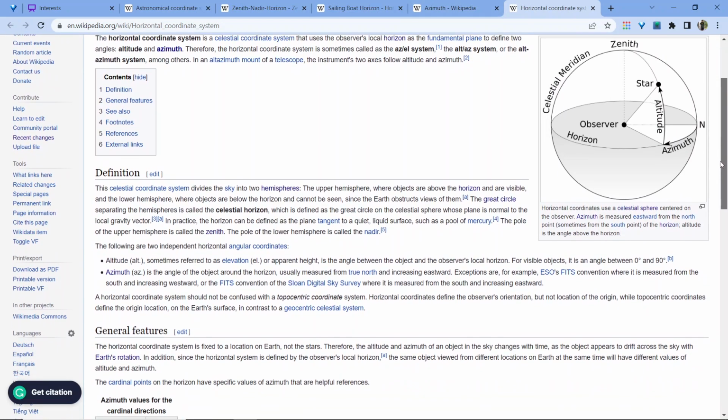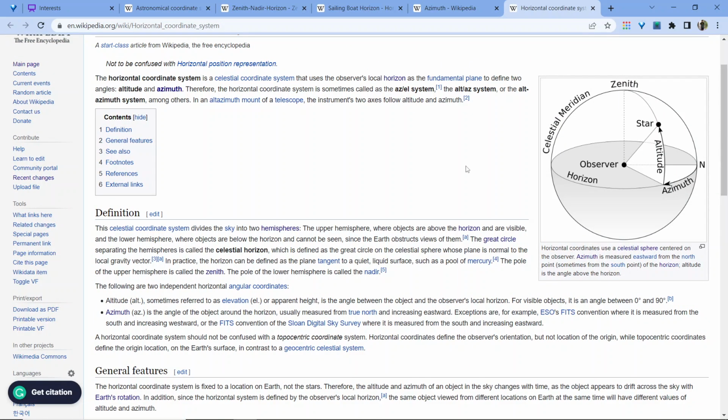So the horizontal coordinate system is a celestial coordinate system that uses the observer's local horizon as the fundamental plane to define two angles, altitude and azimuth. Therefore, the horizontal coordinate system is sometimes called the az-el system, the alt-az system, or the altazimuth system, among others. In an altazimuth mount of a telescope, the instrument's two axes follow altitude and azimuth.